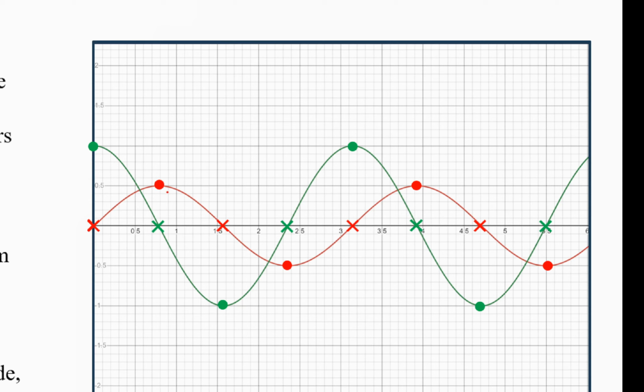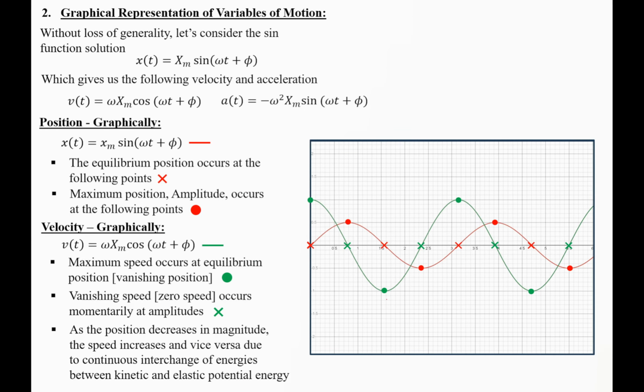the second amplitude. Now here, the position is decreasing, but the speed in magnitude is increasing. If we're talking now about the sector, the position in magnitude increases, the speed in magnitude decreases. Also, if you talk about the sector, the position in magnitude decreases, whereas the speed in magnitude increases, which is due to the interchange between kinetic and elastic potential energies.